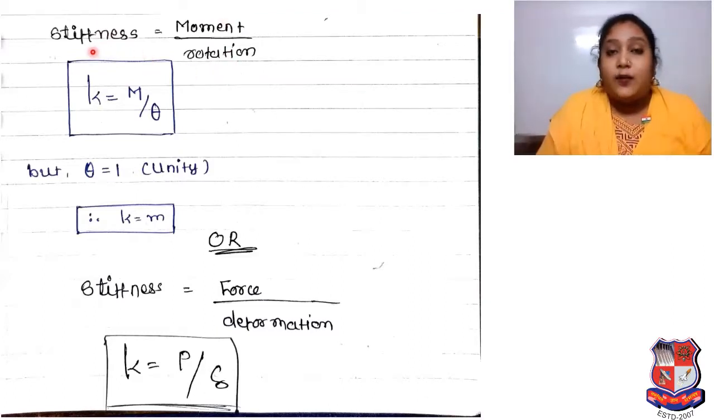Stiffness is denoted by small k, moment is denoted by capital M, and rotation is denoted by theta. So stiffness k is equal to moment M upon rotation theta. But theta is equal to 1, unity, which we showed in the previous slide. So k is equal to M, meaning stiffness is equal to moment. Or we can say stiffness is equal to force upon deformation. Here you can see stiffness k is equal to force P upon deformation delta. So k is equal to P by delta.